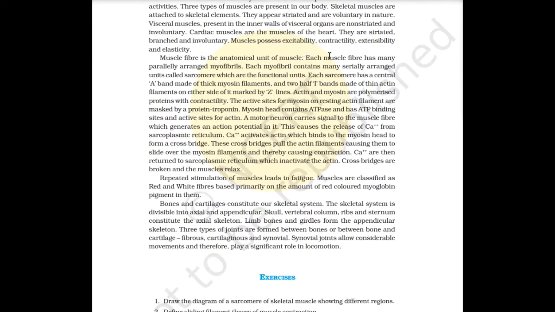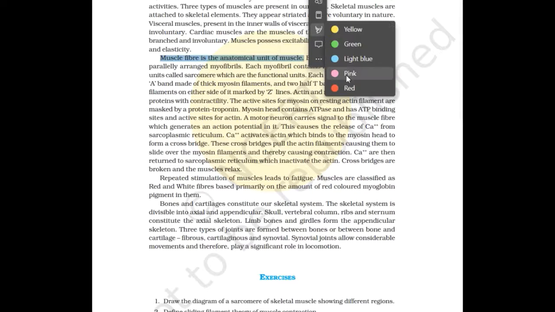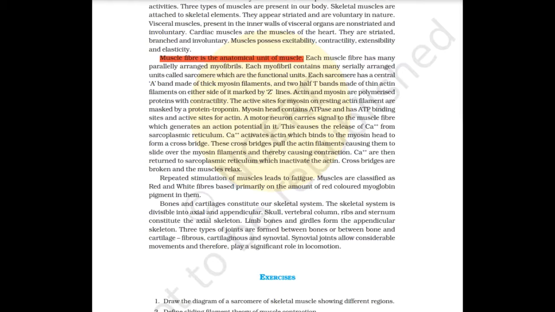Muscle possesses excitability, contractility, extensibility, and elasticity. Muscle fiber is the anatomical unit of muscles. You have to remember this point. This is not mentioned in the chapter but mentioned in the summary. That is, muscle fiber is the anatomical unit of muscle. Each muscle fiber has many parallelly arranged myofibrils. Each myofibril contains many serially arranged units called sarcomeres, which are the functional units.